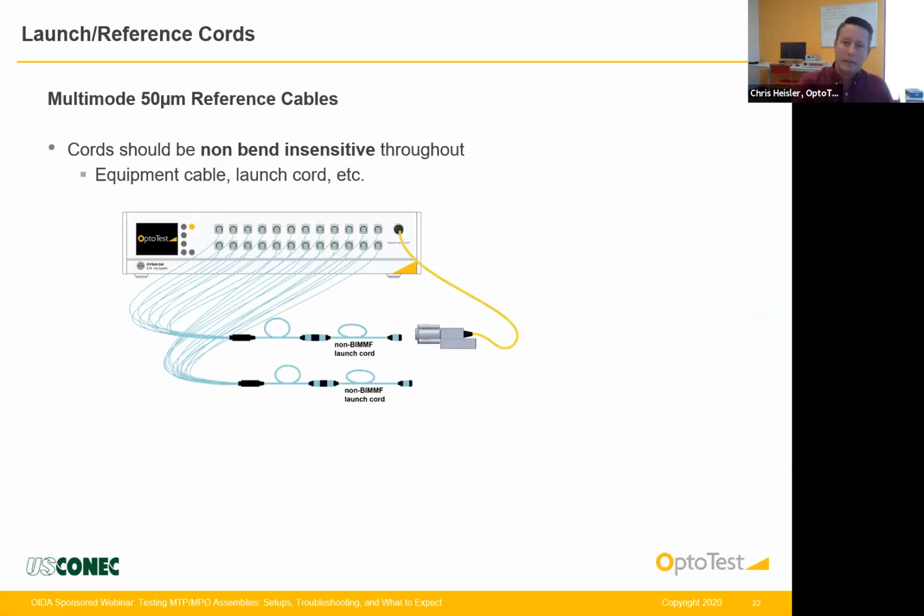Thank you, Shelley. Multi-mode reference cords throughout should be constructed of non-bend insensitive fiber. Non-bend insensitive fiber allows for launch conditions to be better maintained as the light passes through intermediate connections. This is ideal for encircled flux compliance. If the instrumentation is encircled flux compliant, using non-bend insensitive fiber will better maintain this launch as it travels down the link.